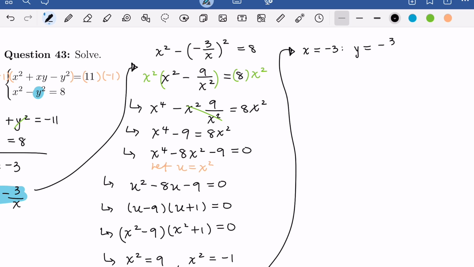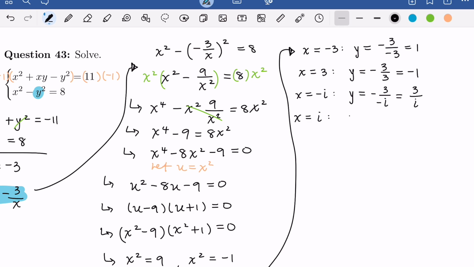y is going to be negative 3 over x, which is negative 3 over negative 3. So this is going to give us a positive 1. Now looking at positive 3, y is going to be negative 3 over 3, which gives us a negative 1. Now when x is equal to negative i, we're going to get y is equal to negative 3 over negative i, which is just going to give us a positive 3 over i. And then when x is equal to positive i, we're going to get the negative version of this. We have negative 3 over positive i, which is going to give us negative 3 over i.